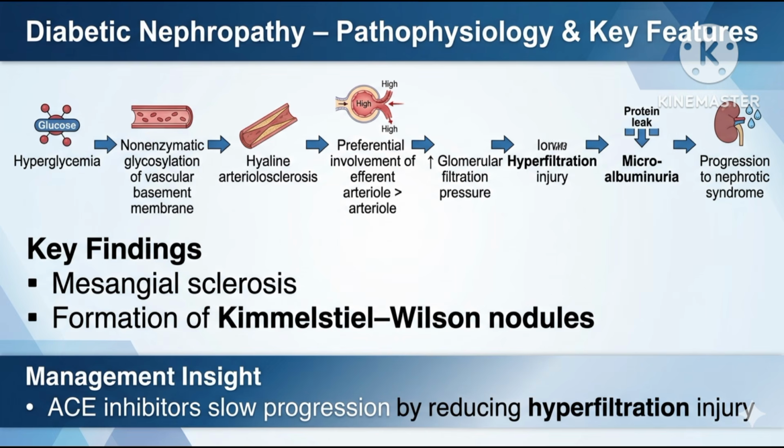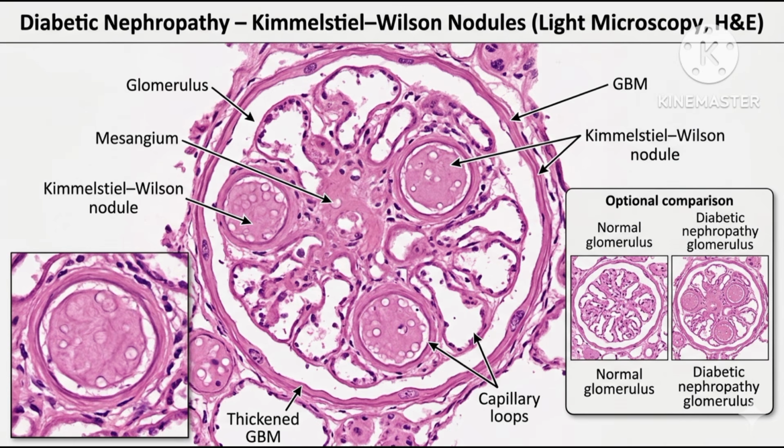Efferent arterioles are more involved than afferent. It causes high glomerular filtration pressure. Hyperfiltration leads to podocyte injury, causing leakage of protein and urea. It can progress to nephrotic syndrome. ACE inhibitors are usually used to prevent hyperfiltration injury. Biopsy will show mesangial sclerosis with formation of Kimmelstiel-Wilson nodules.